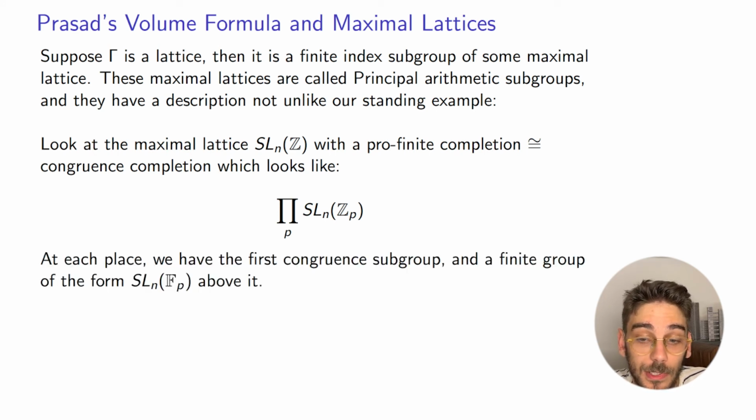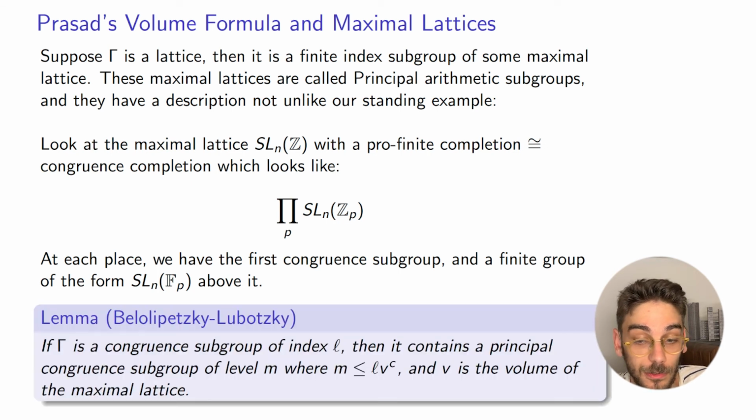And now at each place we have this first congruence subgroup, which is a powerful pro-p group, and a finite group above it of the form SL_n(F_p). And now here is a very useful lemma of Dana, Lubotzky, and Lubotzky. If gamma is a general congruence subgroup of index L, then it contains a principal congruence subgroup of level M, where M is proportional to the index times the volume of the maximal lattice. Or basically you can think of M as being proportional to the volume of gamma.